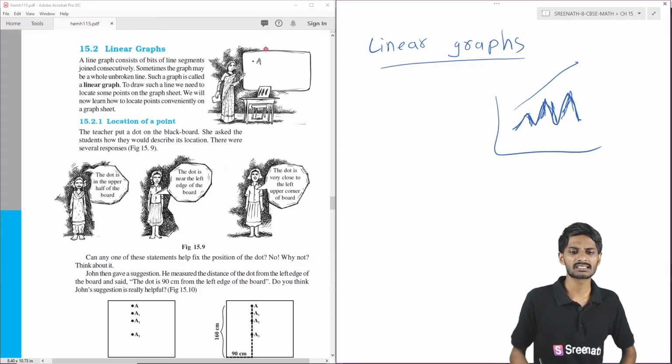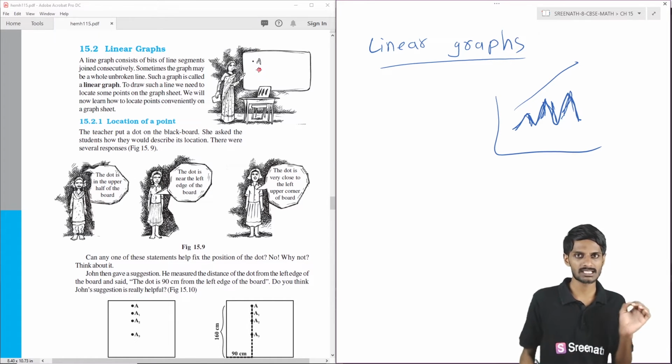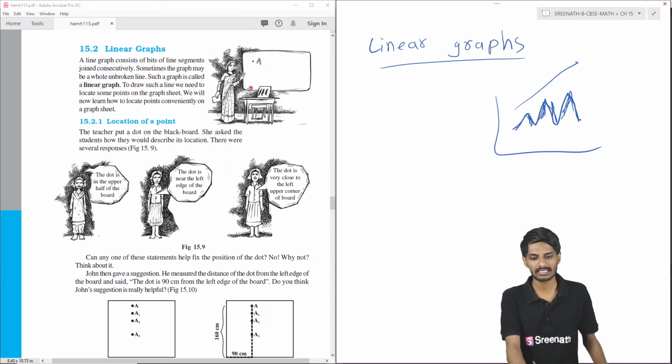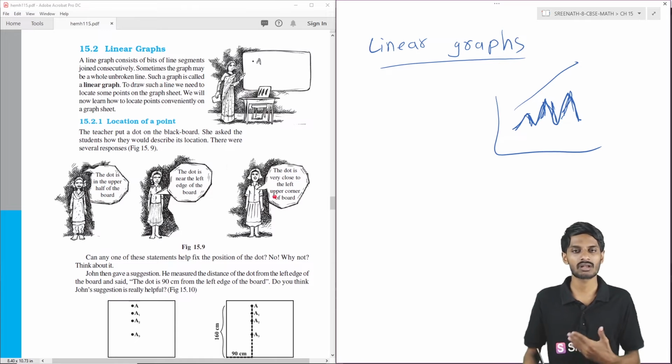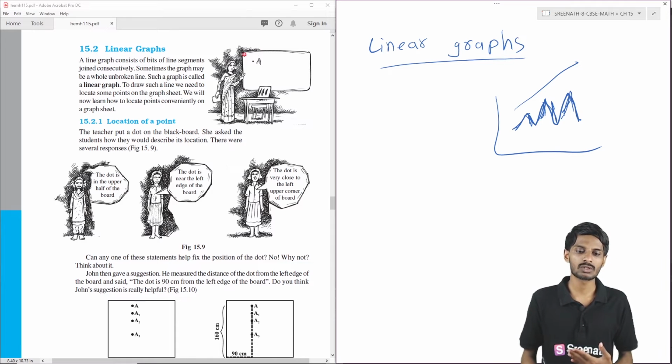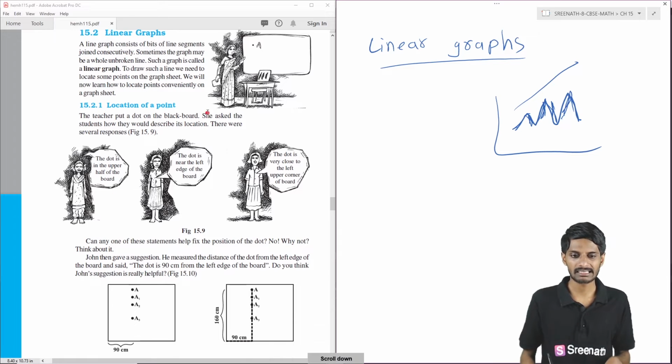Then someone says the dot is on the left side, near the left edge of the board. Is it true? Yes, of course it is true, but it does not give the full information. Someone says it is on the upper side of the board. Of course that is also true, but it also does not give clear information. Someone says the dot is very close to the left upper corner of the board. It is also true, but it does not give clear information.